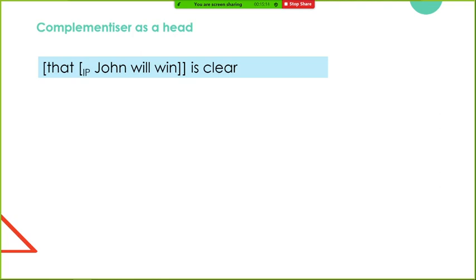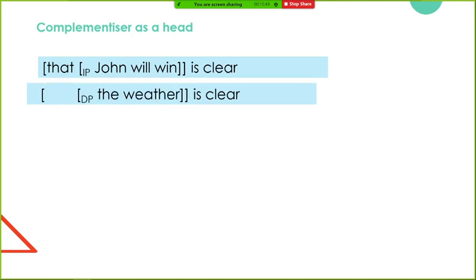Well, what's true about complementizers? We know that a complementizer can take an IP complement. Is it possible that they can take any other kind of complement? Well, here we've got a clause with an IP with a complementizer sitting in the subject position of another clause. So, that John will win is clear. Now, in this case, actually, the complementizer is obligatory. You can't miss it out. You can't say John will win is clear. So the complementizer in this case is not an option, but an obligation.